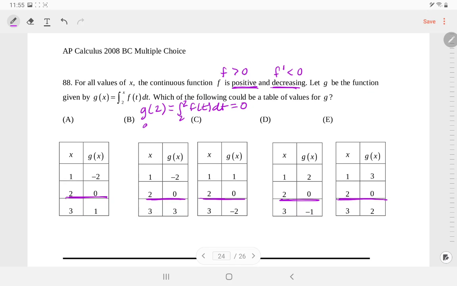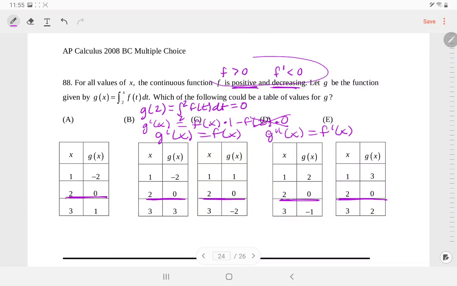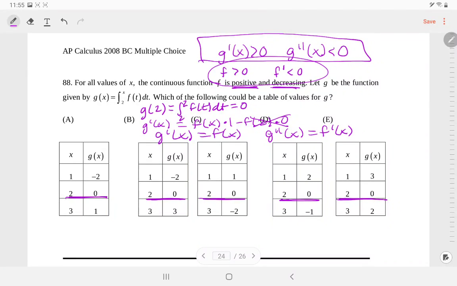So g prime of x, substituting in the top, is f of x times 1 minus f of 2 times 0. So g prime of x is f of x, and g double prime of x is f prime of x. What this information is telling me is that g prime of x is greater than 0, and since f prime is g double prime, g double prime of x is less than 0. So I really don't care about f now. I only care about g.